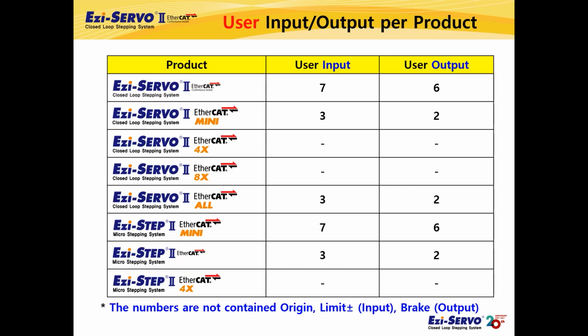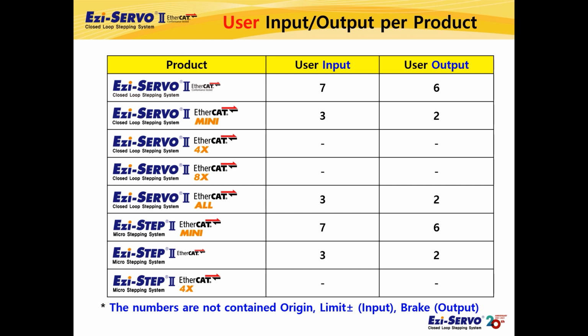As shown in the table, FASTECH EtherCAT products have general-purpose inputs and outputs that users can use. Therefore, it is not necessary to use a separate I/O module, and cost reduction is possible. User input is the number of inputs that can be used by the user except for origin, limit plus, and limit minus, and the user output is the number of outputs that can be used by the user except for break. User can use I/O without a separate I/O module through the I/O terminal of the drive.